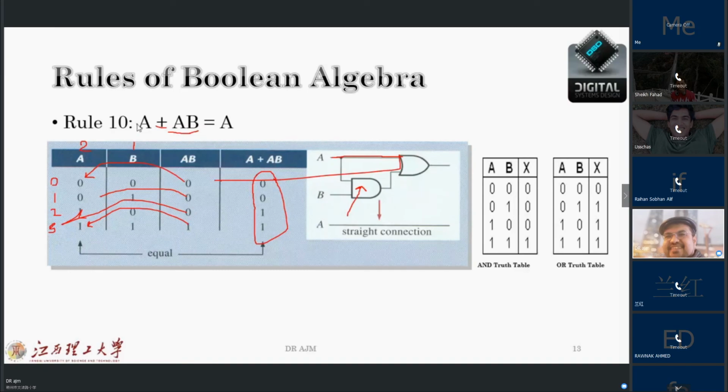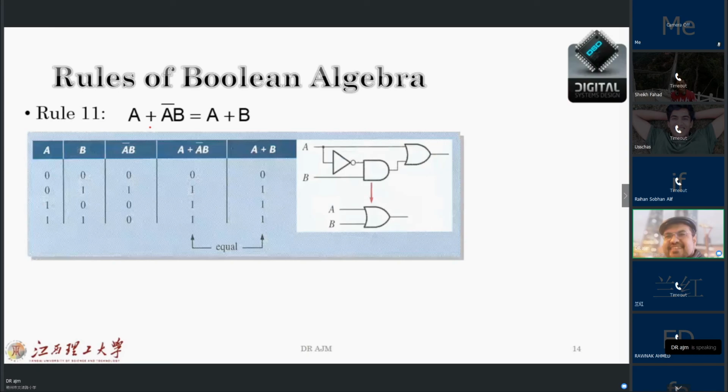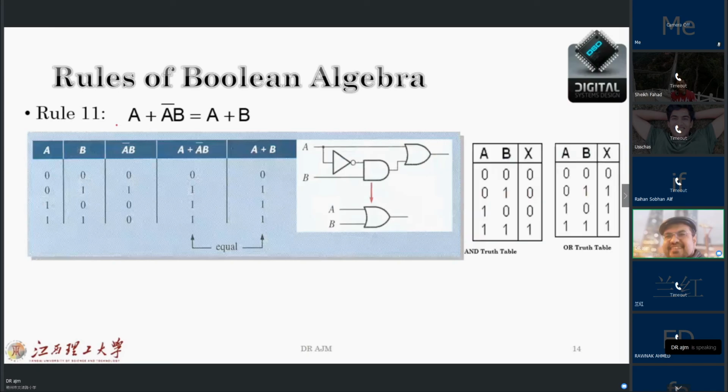Let us see the next one, rule number 11. Can you note it on your paper now? Just try to test with me. First, draw the truth table and write the possible conditions for it, meaning the possible conditions 0, 1, 2, 3. Can you calculate it? Please don't look at the PowerPoint. I will give you 1 or 2 minutes to do it.